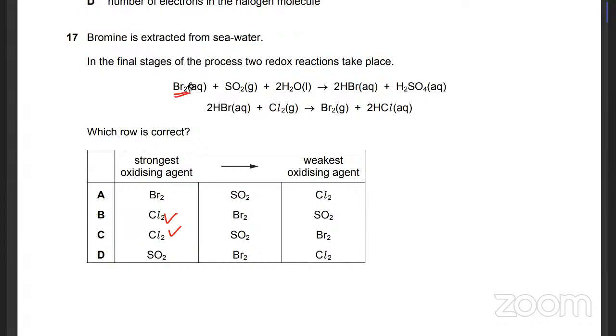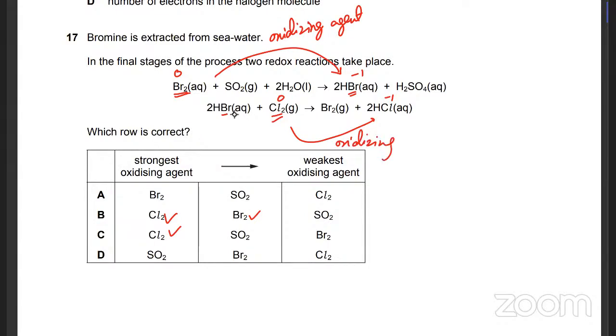What is happening to Br2? Br2 is going from 0 to -1, right? So it's getting reduced. So what is it behaving as? It's behaving as an oxidizing agent. Is that clear? What does Cl2 do? Cl2 is an even more powerful oxidizing agent than Br2. How did we know that it displaces Br? When both of them are present, it's Cl2 that ends up gaining electrons, so it's an even more powerful oxidizing agent compared to Br2, right?